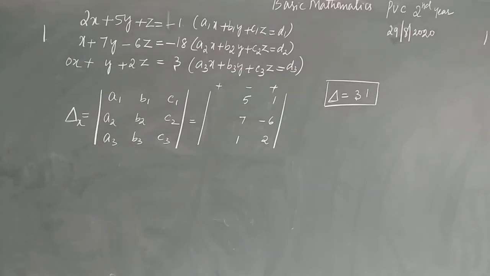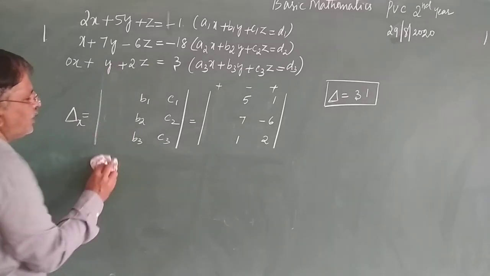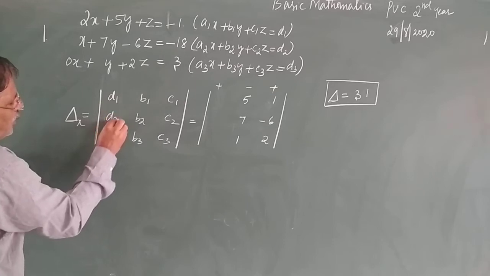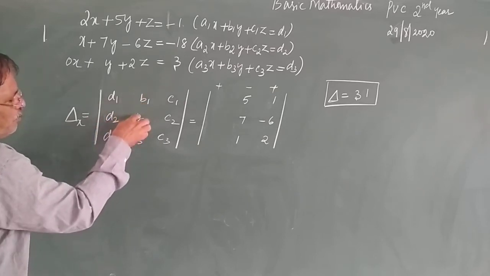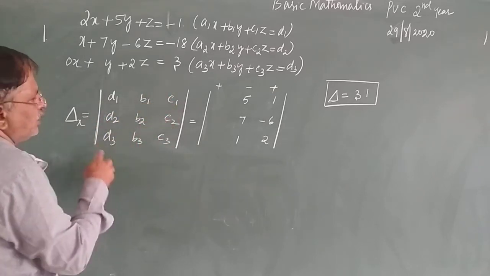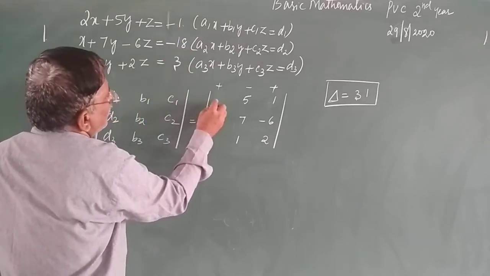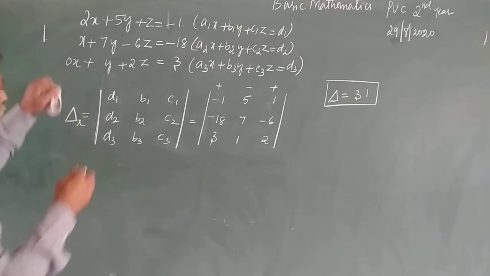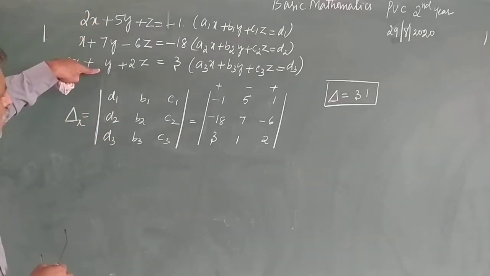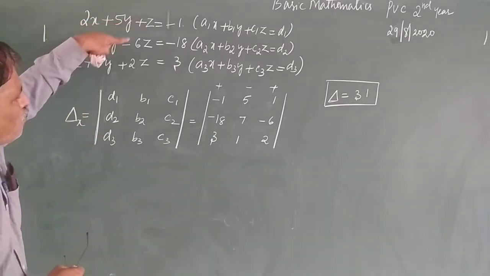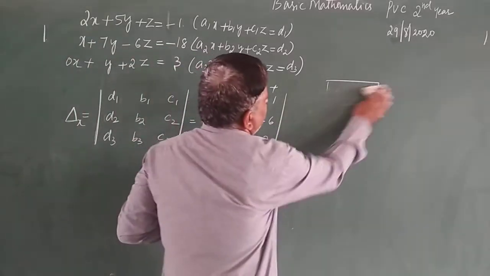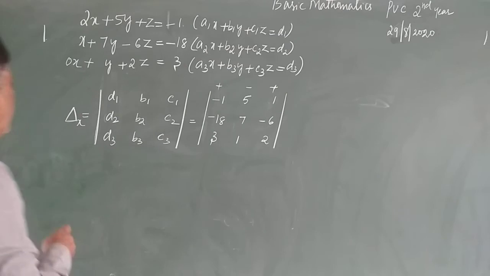Now delta x, what is the formula? Delta x is equal to d1, d2, d3, b1, b2, b3, c1, c2, c3. What is d1, d2, d3? Minus 1, minus 18, 3. And b1, b2, b3: 5, 7, 1. And c1, c2, c3: 1, minus 6 and 2. Now we are supposed to find out delta x.